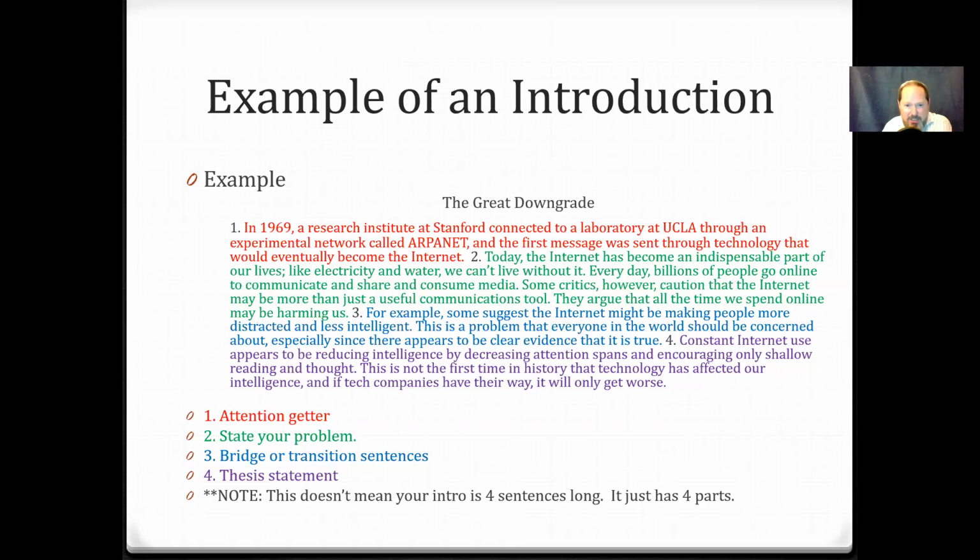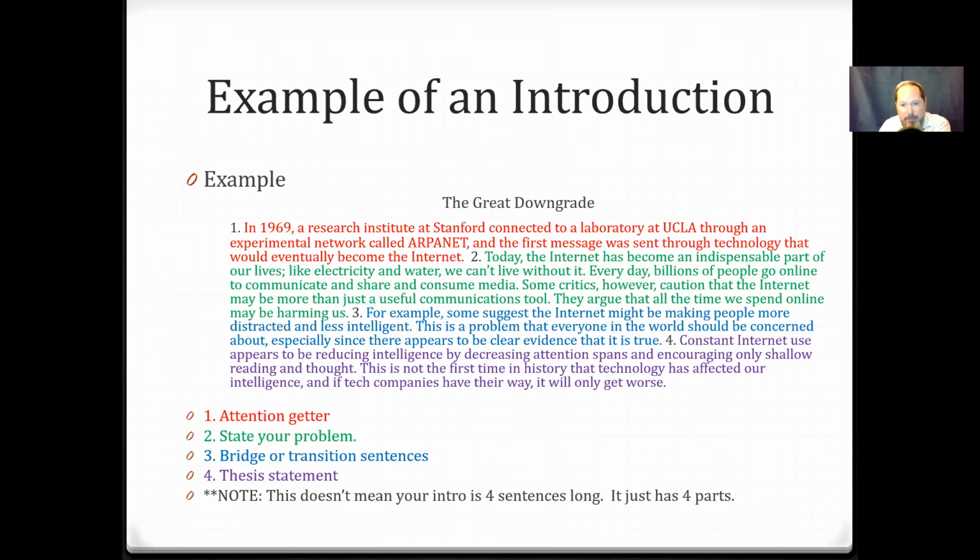Look how each sentence here leads to the next. I give some historical information, and then I indicate the passage of time by saying today people do this. And then I say every day this happens. And then I say some critics, however, and that indicates I'm going to talk about some change of thought. And then I say they argue, referring to those critics. And then I say, for example, which means I'm referring to their arguments, an example of their arguments. I say this is a problem, and this is referring to that example, right? And then I say constant internet use appears to be, which is referring to that evidence.